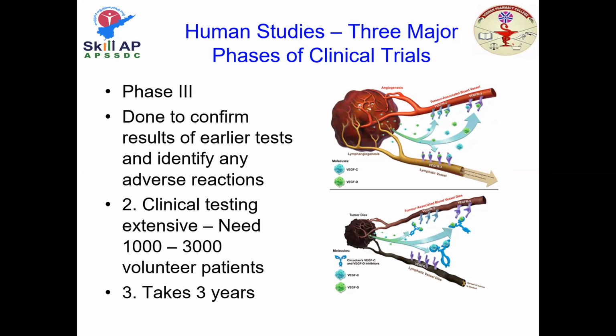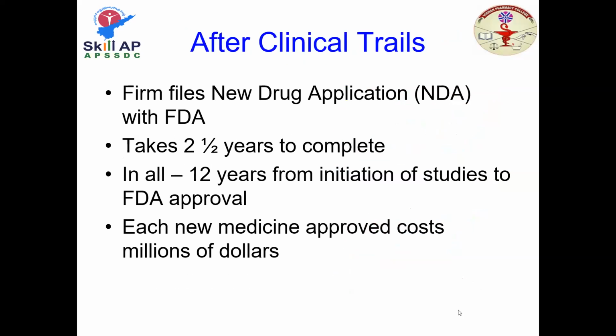So phase 3 is done to confirm the results of earlier tests and identify any adverse reactions. Because phase 2 also checks efficacy, we confirm how much efficacy is there. As it is multicentric, the number of people involved here is larger, around 1,000 to 3,000 volunteer patients. It takes around 3 years.